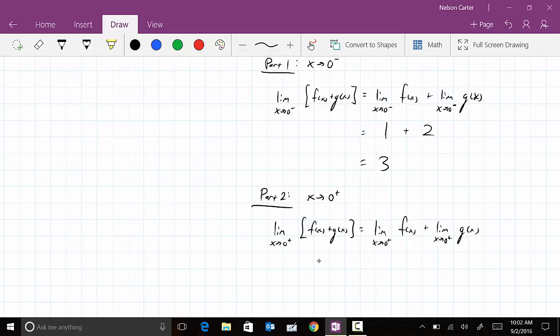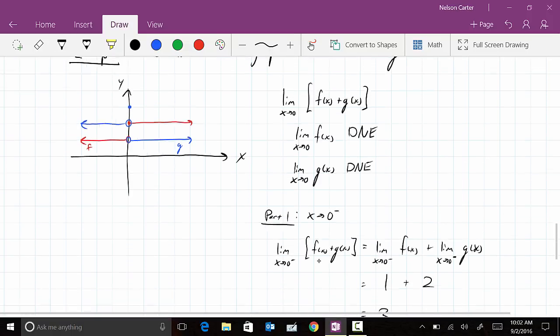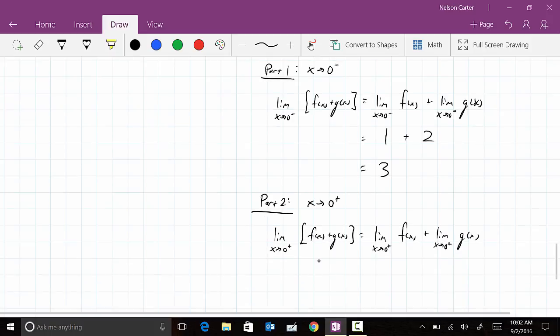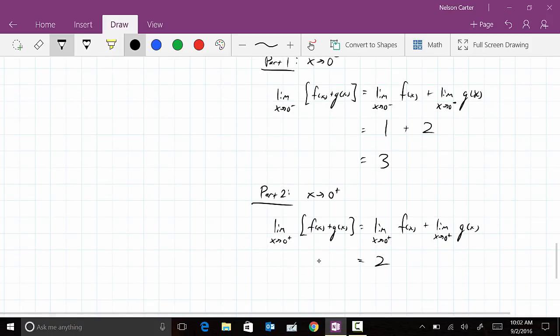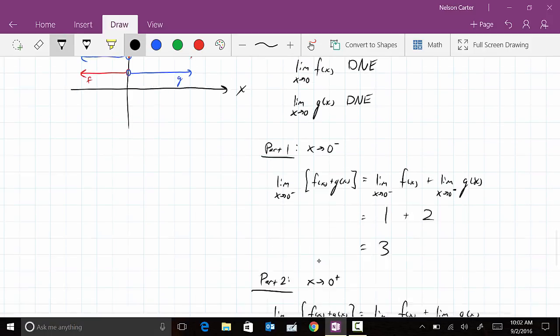And so there's sort of an exception. I'll bring it up a little bit later. But the point is the only reason we're allowed to do this is because those limits exist. So let's go back and let's look at f. If we're on f and we approach 0 from the right, we're going to get 2. And if we approach g from the right, we're going to get 1.